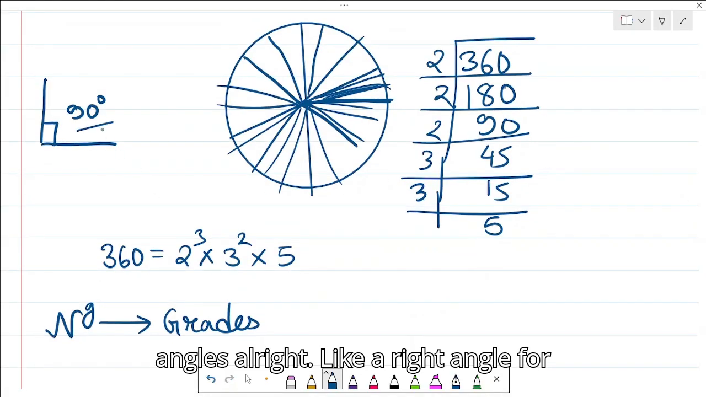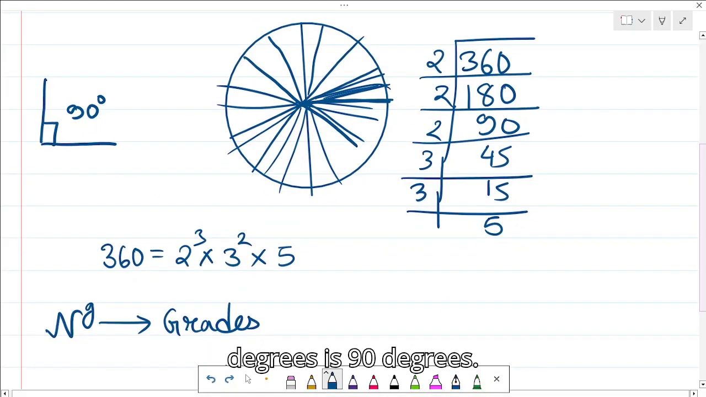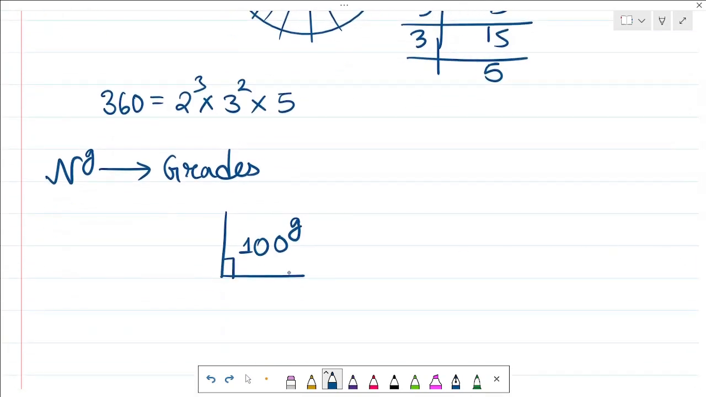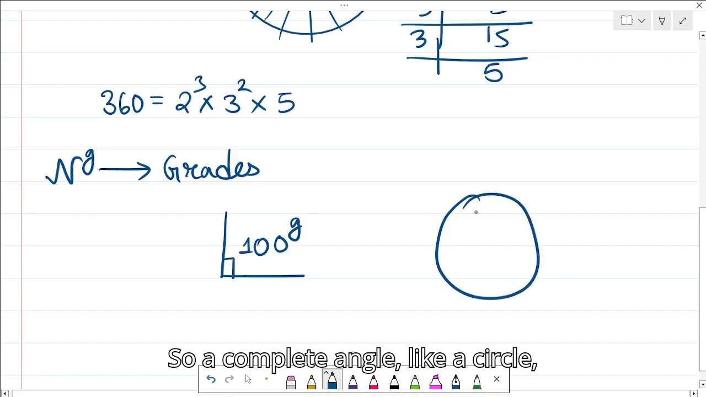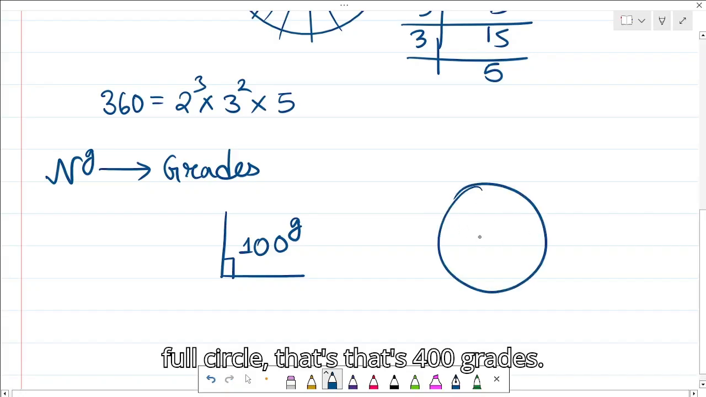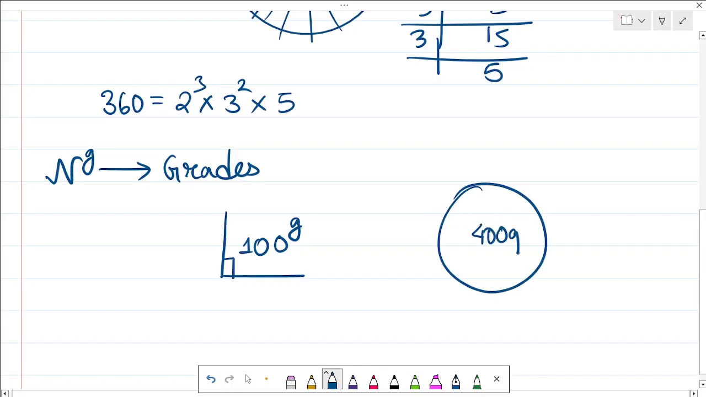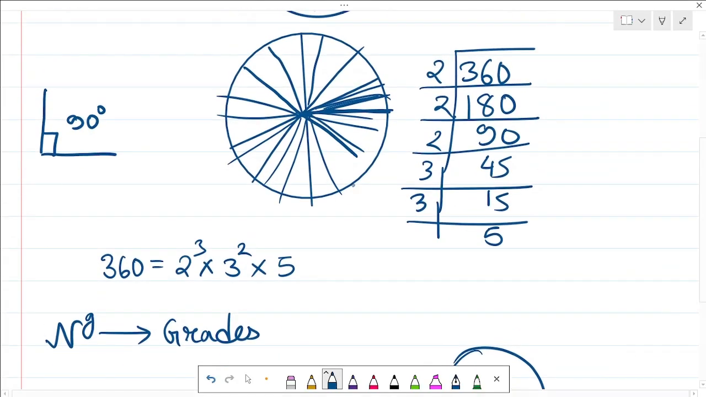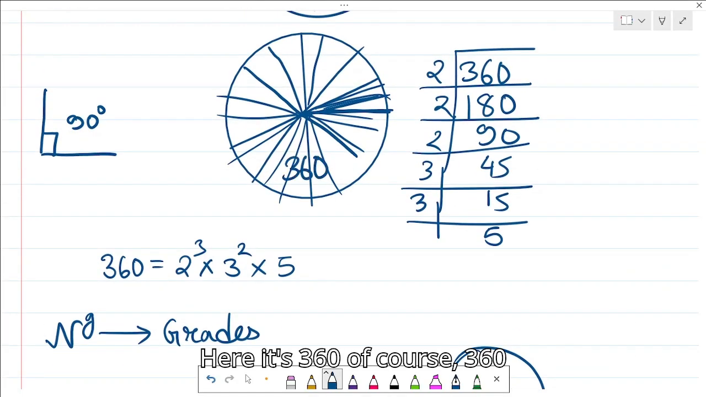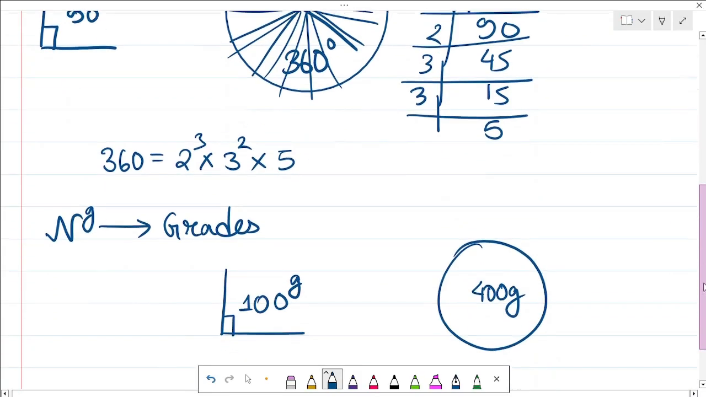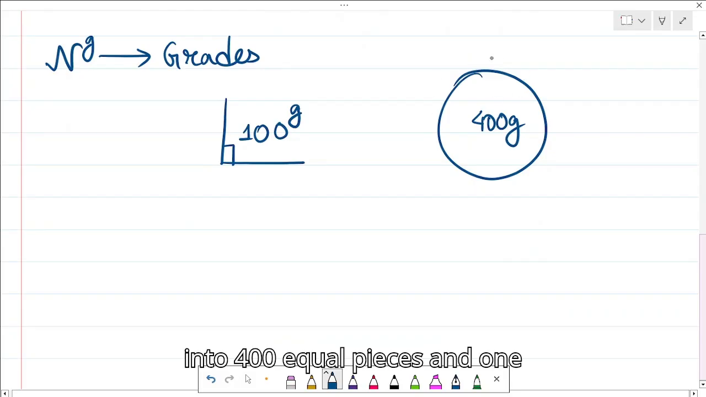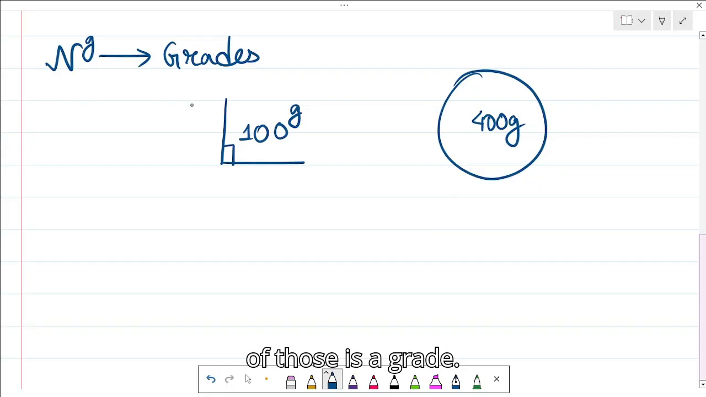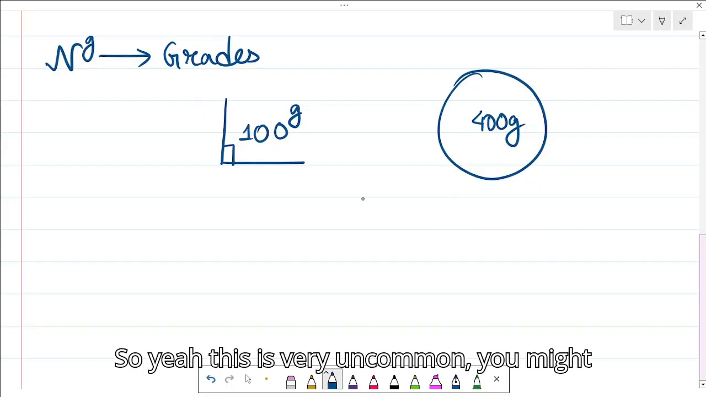Like a right angle in degrees is 90 degrees. In grades, a right angle is 100 grades. So a complete angle, a full circle, that's 400 grades. Here it's of course 360 degrees. So you have to divide this into 400 equal pieces, and one of those is a grade. So yeah, this is very uncommon.